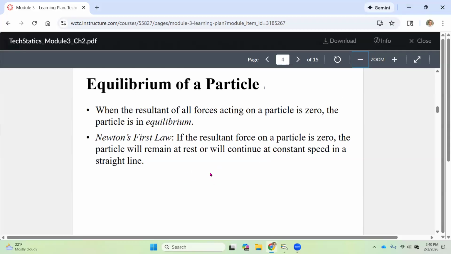So it says here, if the resultant force, this is Newton's first law, the resultant force is 0, that particle or that body will remain at rest or will remain at a constant speed in a straight line. So it doesn't change your state of motion. And your state of motion can be one where you're not moving, okay?